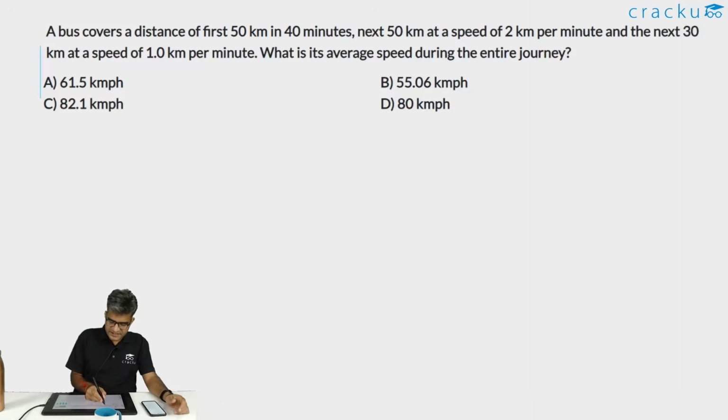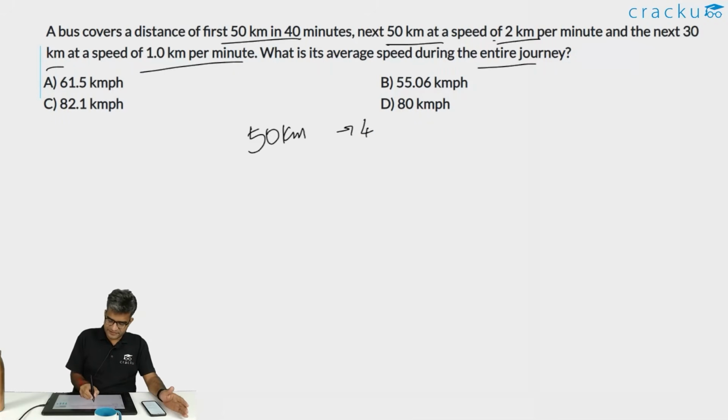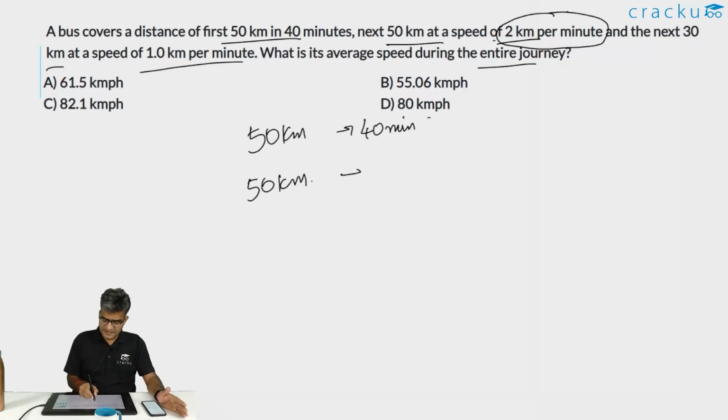A bus covers a distance of first 50 kilometers in 40 minutes. Next 50 kilometers at a speed of 2 kilometers per minute, and next 30 kilometers at a speed of 1 kilometer per minute. What is the average speed during the entire journey? So what is the bus doing? It covers 50 kilometers in 40 minutes. The next 50 kilometers it covers at a speed of 2 kilometers per minute. So what is the time it takes? That will be 50 divided by 2, which is 25 minutes.